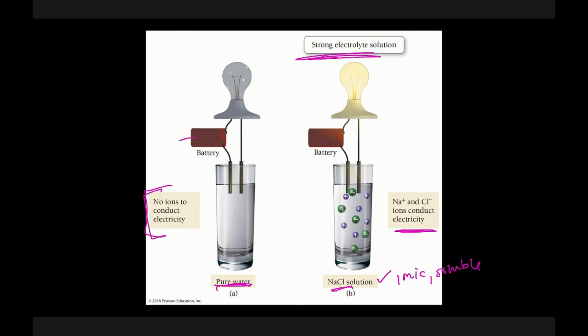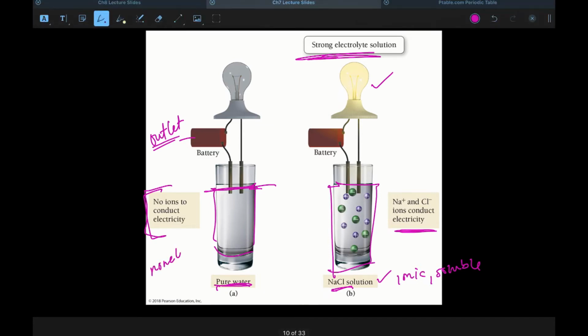And here, this battery could well be an outlet. It just has to be a source of electricity. Basically what we have here is an open circuit, and so if this liquid cannot conduct, we get no conductivity. And same thing here. But here we have ions, which allow for the conductivity, and then this light bulb lights up. And so a strong electrolyte solution is one that will conduct electricity very well. A non-electrolyte solution, so that's what this would be called.